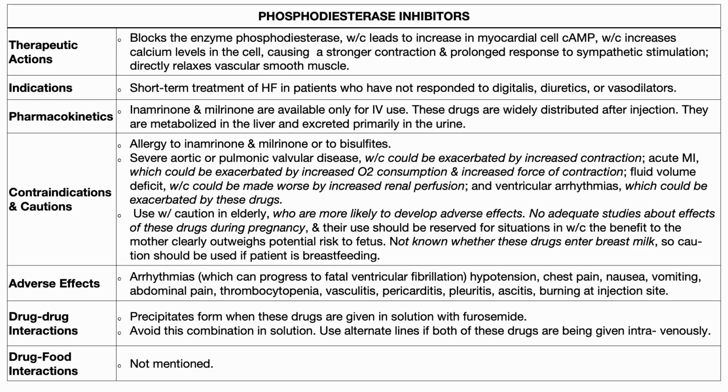Then we also have the phosphodiesterase inhibitors, okay, which belong to a second class of drugs that act as cardiotonic agents. So that includes inamrinone and milrinone. So kindly look closer into these slides.